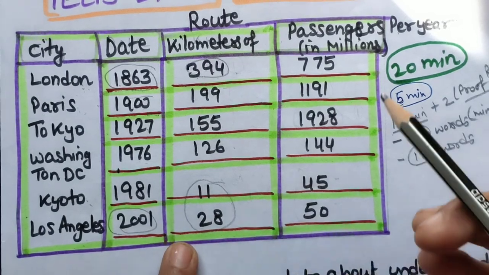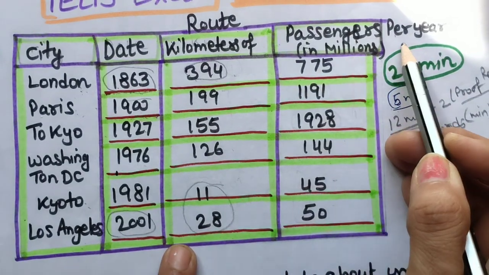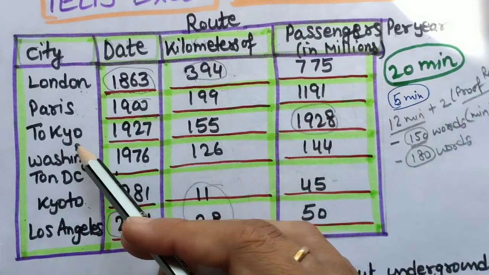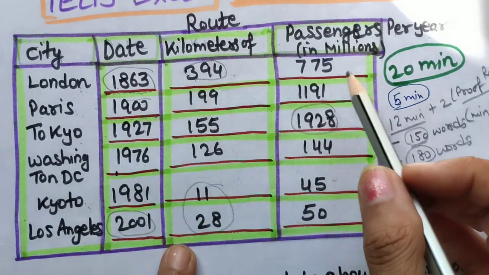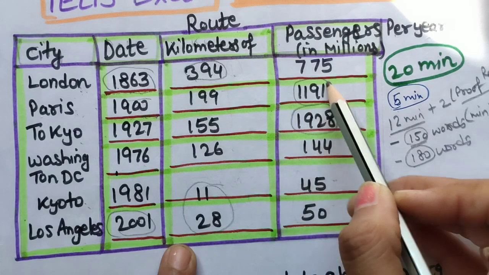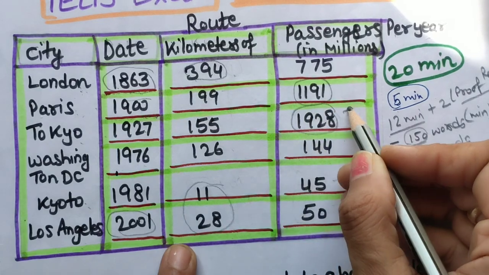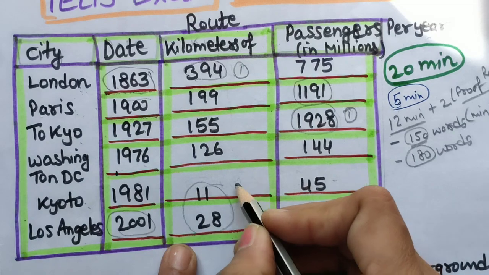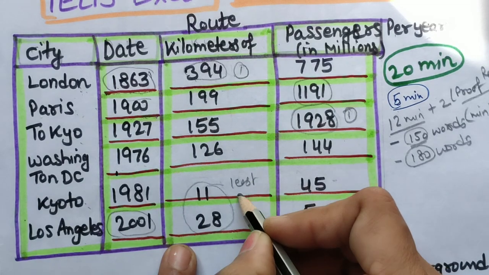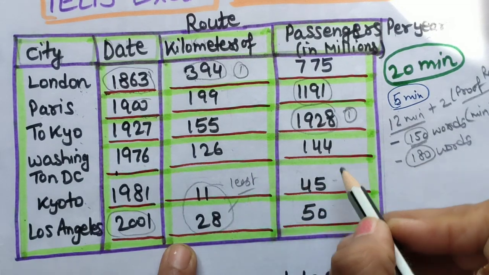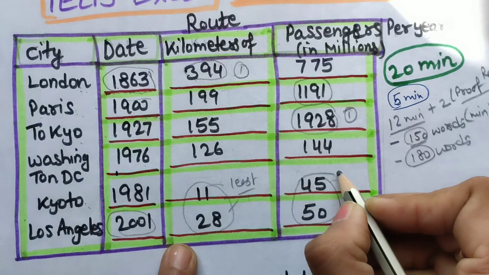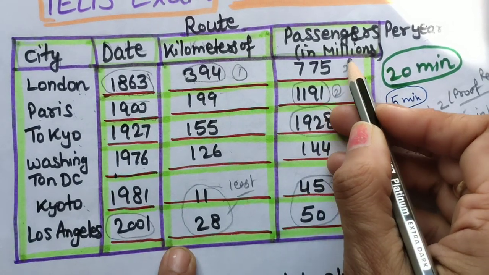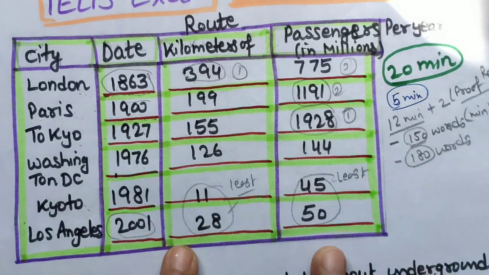Okay, so kilometers, I can see the highest kilometer in London, 394 kilometers, and the least kilometers are Kyoto and Los Angeles. Okay, so number of passengers annually, I can see the highest number of passengers in Tokyo in these railways, and second is this. So here I am writing it first. Here I am writing the least. These are also the least number of passengers, first, second and third I have written.